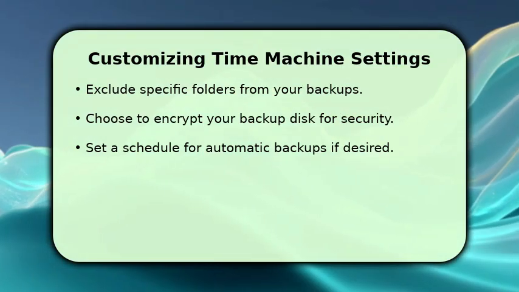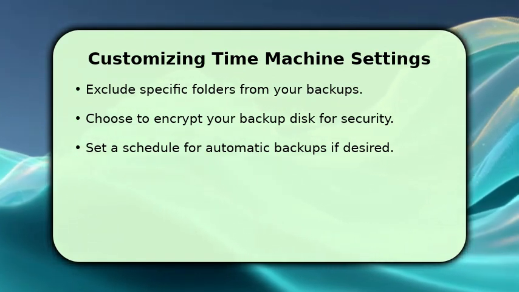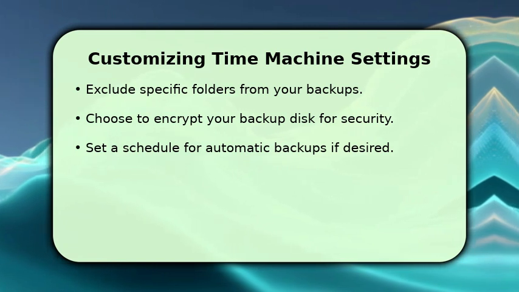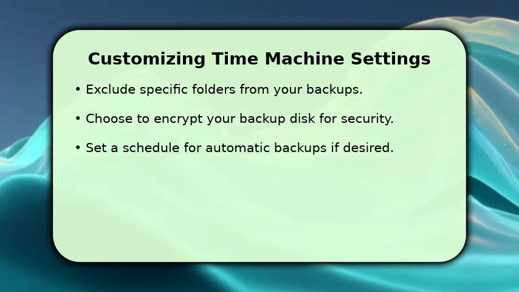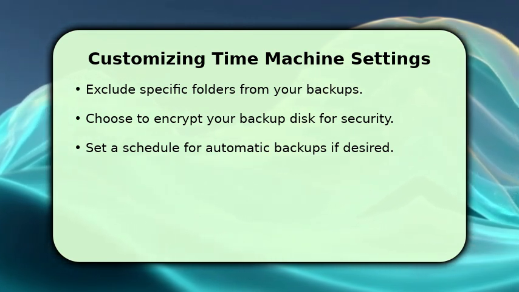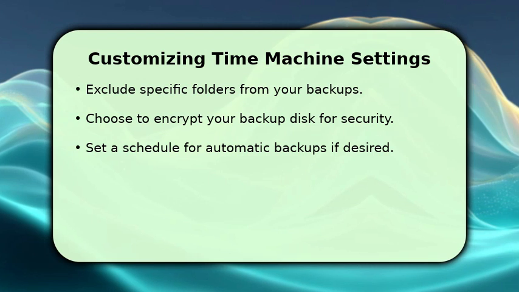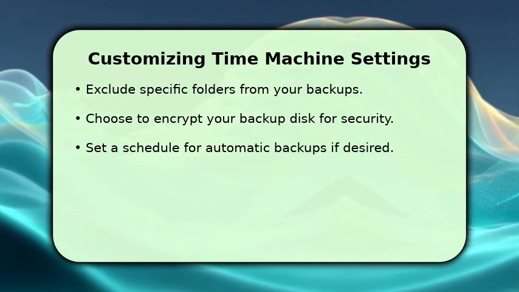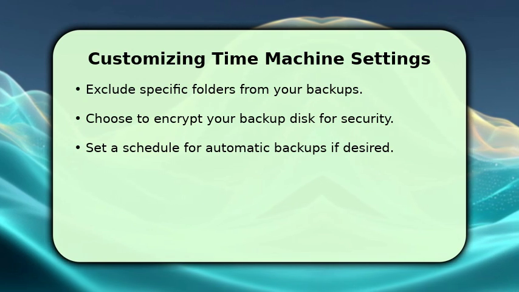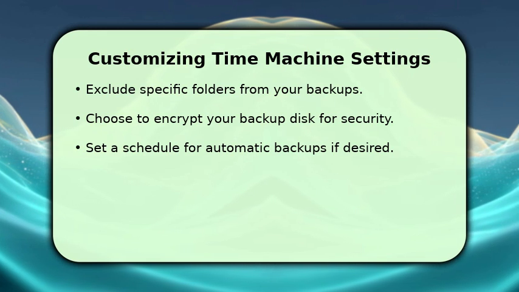Time Machine offers several customization options to fit your needs. You can exclude certain folders or files from being backed up, saving space on your external drive. Simply click Options within the Time Machine settings to manage these exclusions. For enhanced security, consider encrypting your backup disk. This protects your data if the drive is lost or stolen. Time Machine typically backs up hourly, but you can adjust settings for specific schedules.